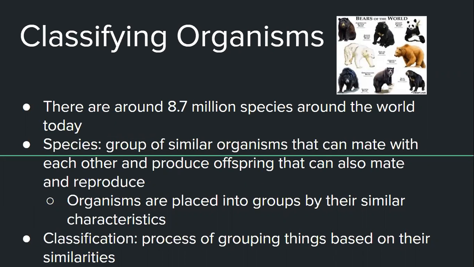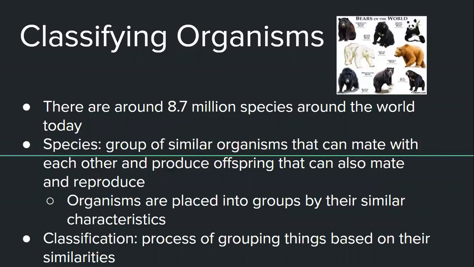It is estimated that there are approximately 8.7 million species of organisms on the planet, with thousands more discovered each day. A species is just a group of similar organisms that mate with each other and produce offspring that can also mate and reproduce. Biologists place similar organisms into groups based on characteristics they have in common. Classification is the process of grouping things based on similarities.